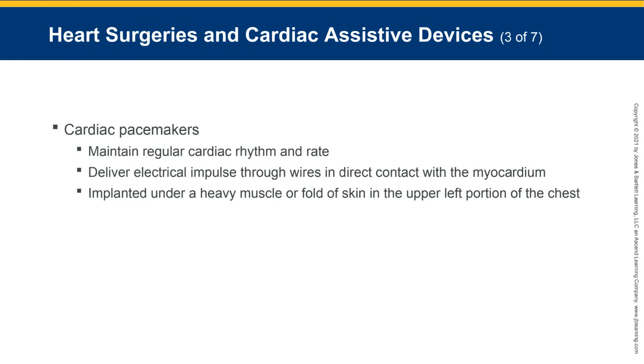Cardiac pacemakers maintain regular cardiac rhythm and rate. They deliver electrical impulses through wires in direct contact with the myocardium. Implanted under heavy muscle or a fold of the skin in the upper left portion of the chest, you will see it. You're going to see that bulge on the left side. It's not a big device, but you will see it.